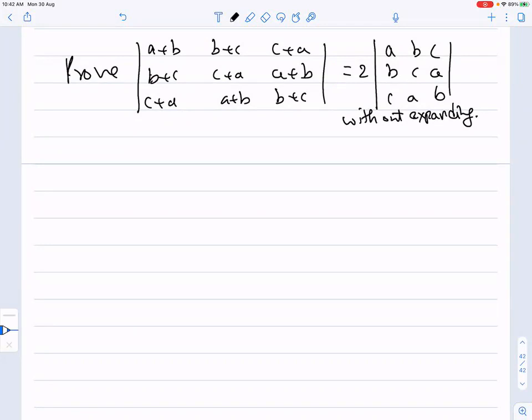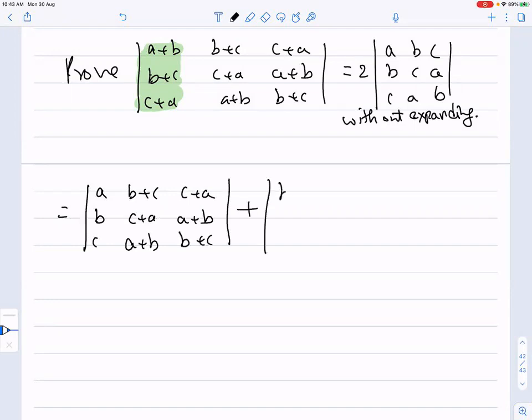So observe this. First I'll break the first column. While I'm breaking the first column, the other two I have to maintain the same, correct? So this will be broken into a, b plus c, c plus a; b, c plus a, a plus b; c, a plus b, b plus c, plus b, b plus c, c plus a; c, c plus a, a plus b; a, a plus b, b plus c. Did you understand the first step, students? We maintained C2 and C3 exactly the same, and C1 we split into 2.